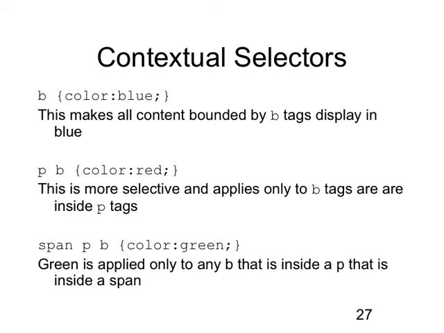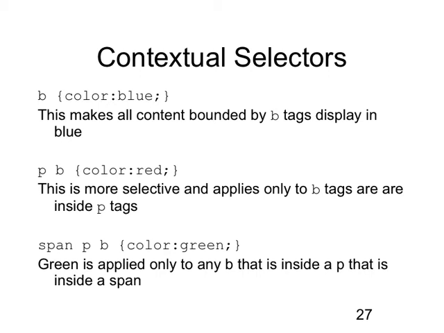Now, next up then, we have a P followed by a B in the selector part. And this is saying wherever you have a B that's inside in a P. Sorry, I knew I'd say it the wrong way around. Wherever you have a B that's inside in a P, we want the color to be red. So that will apply to bold tags only if they're nested inside in P tags.